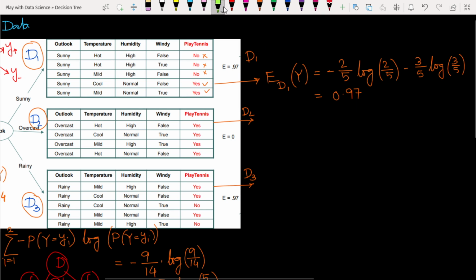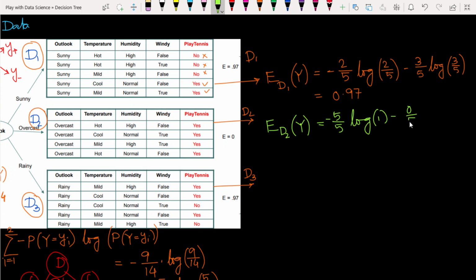Similarly, for this data we can easily calculate it. E of D2 of y will be 0, because here all the values are yes. So 5 out of 5 is yes, corresponding to log of 1, minus 0 out of 5 is no, corresponding to log of 0. So this value will be 0.